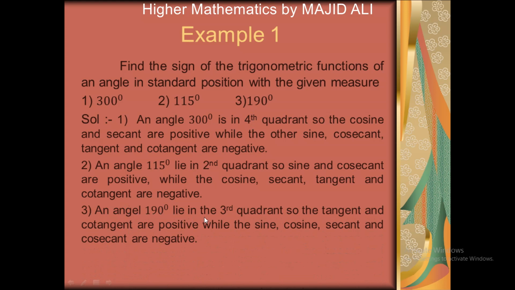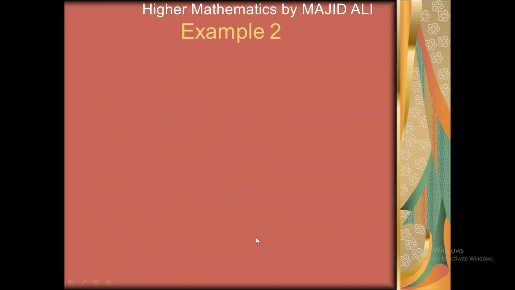190 degree lies in the third quadrant. In the third quadrant only tangent and cotangent are positive while the other values are negative, because we know that in the third quadrant x is negative and y is also negative, so the values of cos and sine are both negative because x and y are negative.